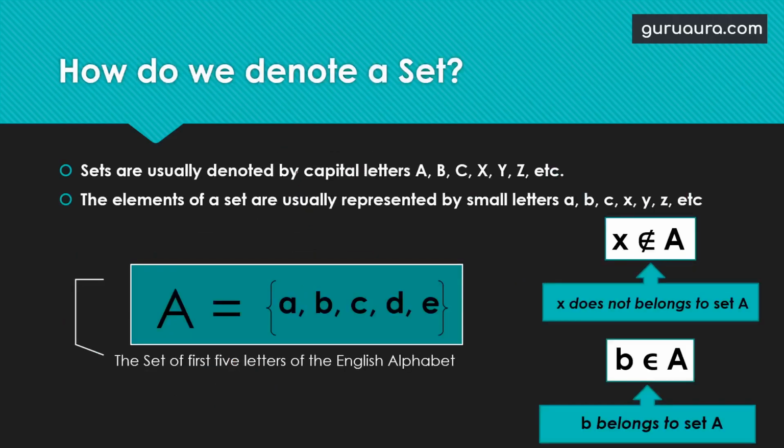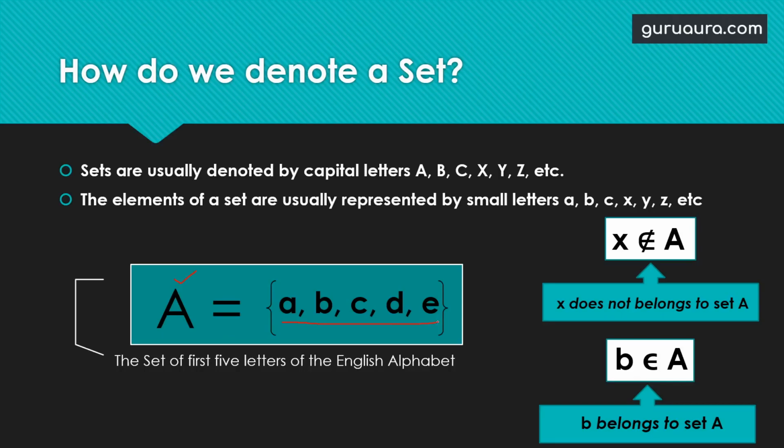Now let's see how we denote a set. A set is usually denoted by a capital letter. For simplicity, let's consider the set of first 5 letters of the English alphabet. It can be named through any letter. Let's call it A. So, the name of the set is A. Remember, this has to be in capital letter. The elements of this set are a, b, c, d and e.